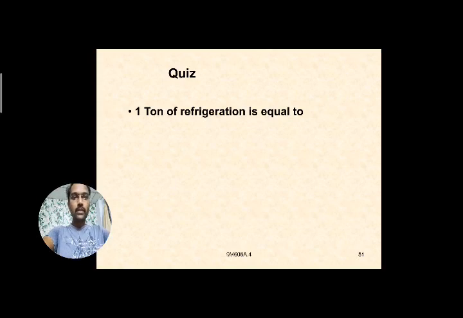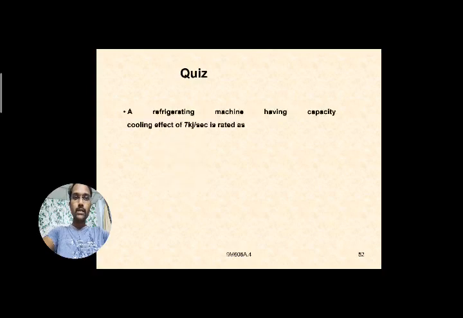So here you can see the quiz. 1 ton of refrigeration is equal to, the options are kilojoules per second and kilojoules per minute. You know that 3.5 kilojoules per second is the answer. Next one: a refrigerating machine having a cooling effect capacity of 7 kilojoules per second is rated as, well, 3.5 kilojoules per second is a 1 ton machine, so this is double. What is the answer? It is a 2 ton machine.